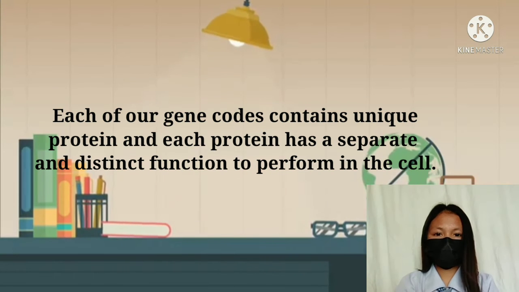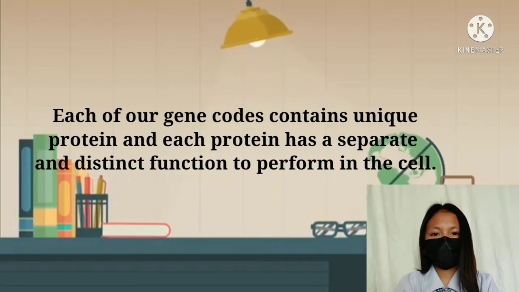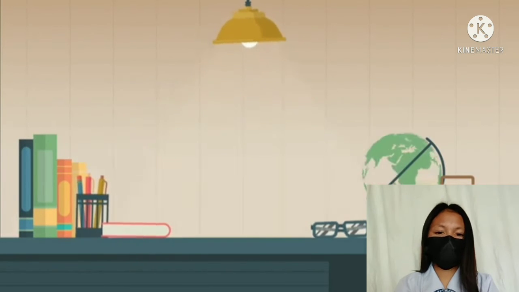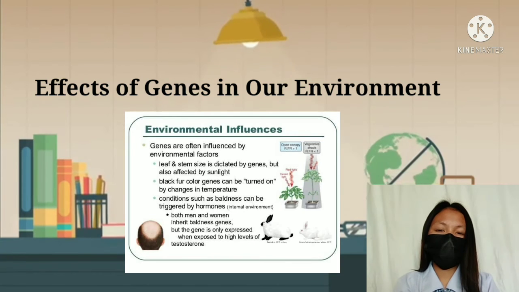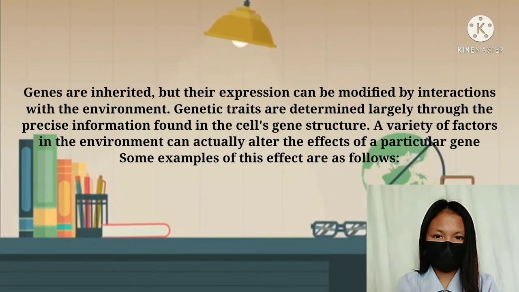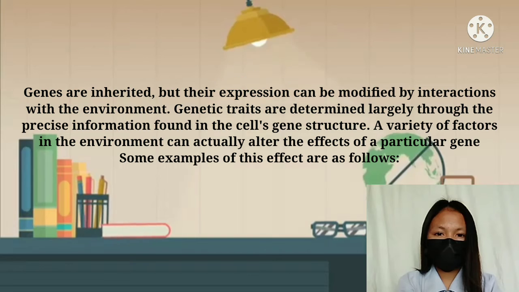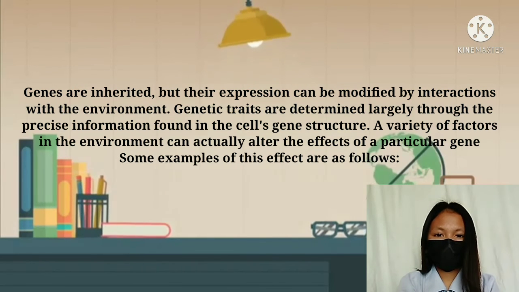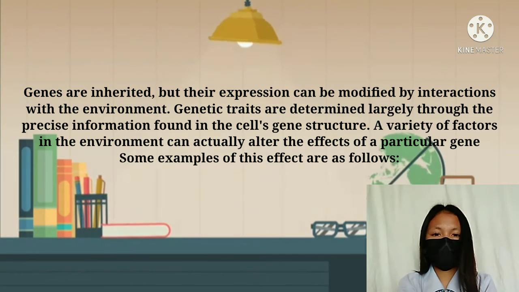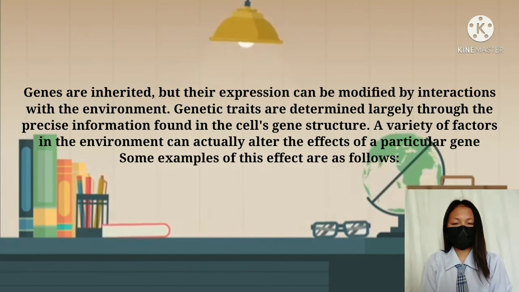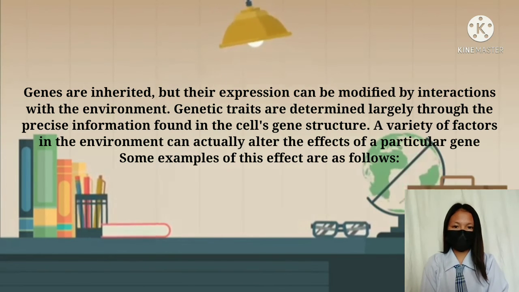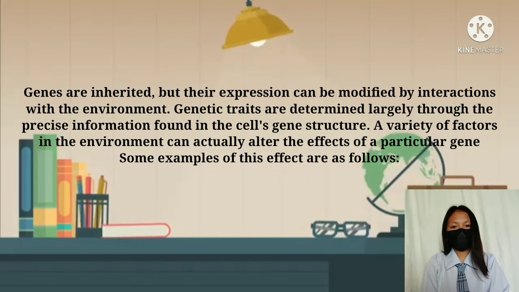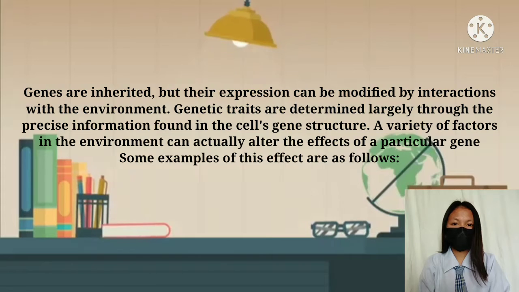Each of our gene codes contains a unique protein, and each protein has a separate and distinct function to perform in the cell. Effects of genes in our environment. Genes are inherited, but their expression can be modified by interaction with the environment. Genetic traits are determined largely through the precise information found in the cell's gene structure. A variety of factors in the environment can actually alter the effects of a particular gene. Some examples of this effect are as follows.